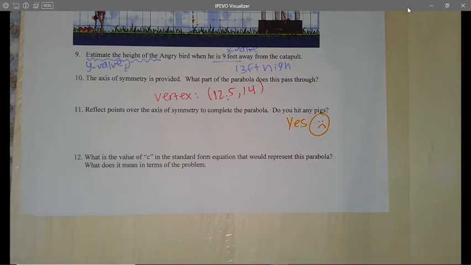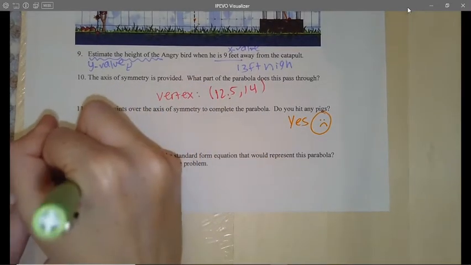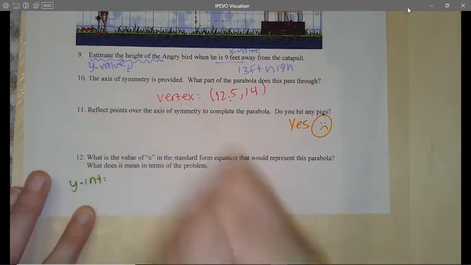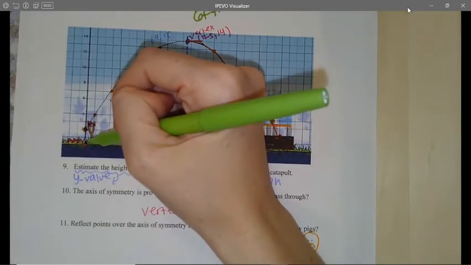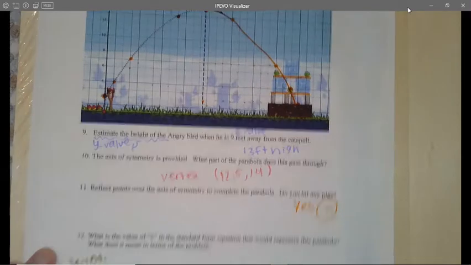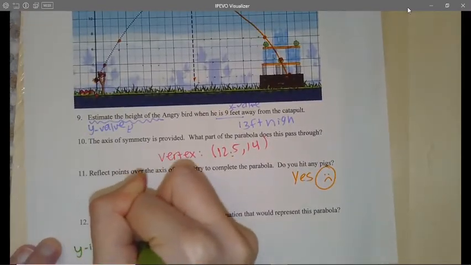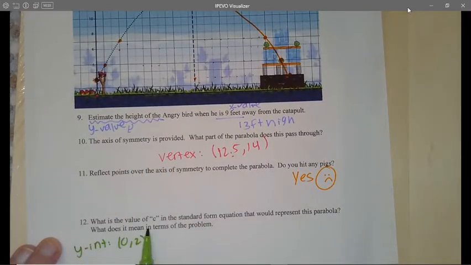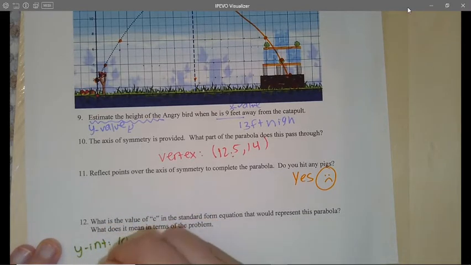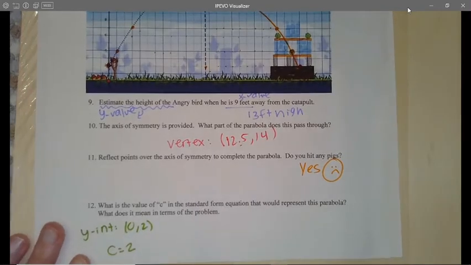Okay, so if you guys remember in standard form, what does the C value represent on your graph? It does represent the y-intercept. So I know this is going to represent the y-intercept, which in this case is at the point (0, 2). Okay, so what is the value of C? Well, C is your y-intercept value, which is 2. So C would be 2.